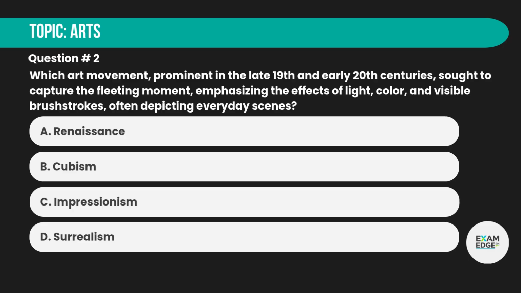Which art movement, prominent in the late 19th and early 20th centuries, sought to capture the fleeting moment, emphasizing the effects of light, color, and visible brushstrokes, often depicting everyday scenes? A. Renaissance. B. Cubism. C. Impressionism. D. Surrealism.